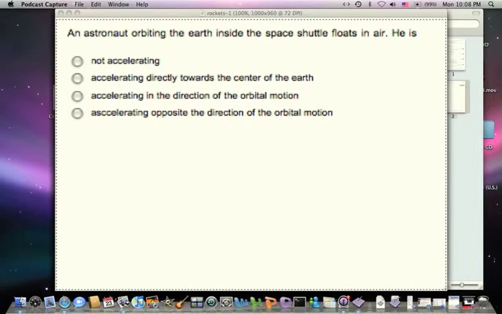So now let's look at the review on rockets and gravitational acceleration used with orbits. The first problem is: an astronaut orbiting the Earth inside the space shuttle floats in air. He is, 1, not accelerating, 2, accelerating directly towards the center of the Earth, 3, accelerating in the direction of the orbital motion, 4, accelerating opposite the direction of the orbital motion.